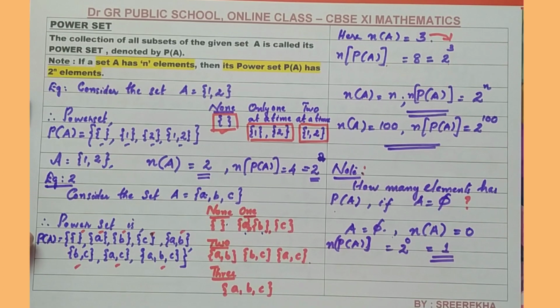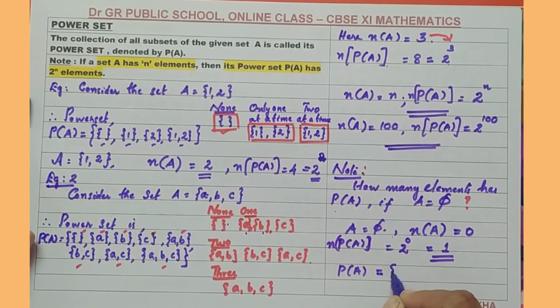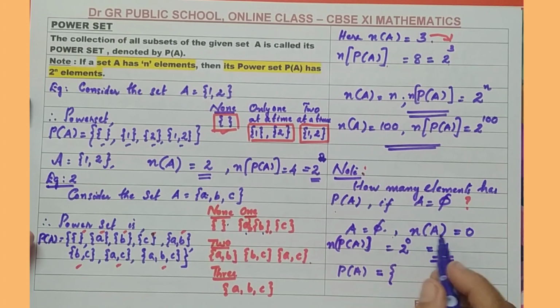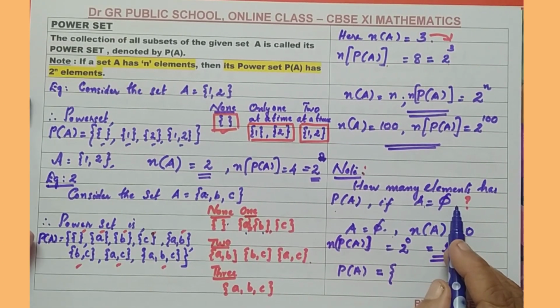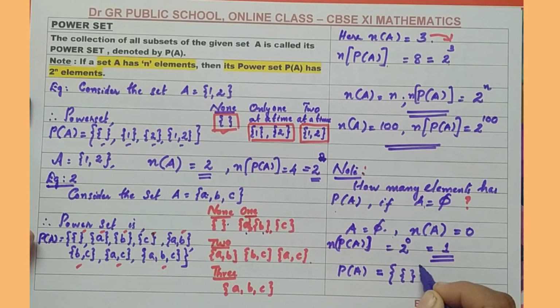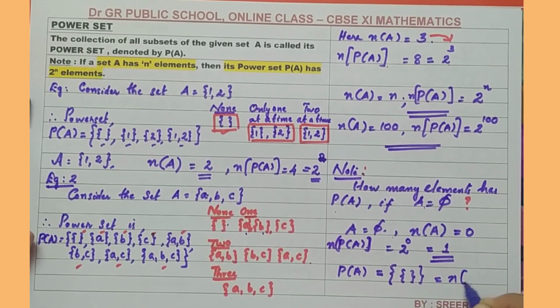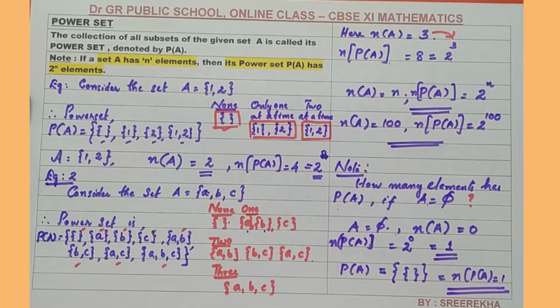Can you say what is that element? The power set of A equals the collection of all possible subsets you can form. If the set A has no elements, or if the set A is a null set, then the only possible subset you can form from here is the null set. So the n of the power set of A equals 1. I hope you understand this.